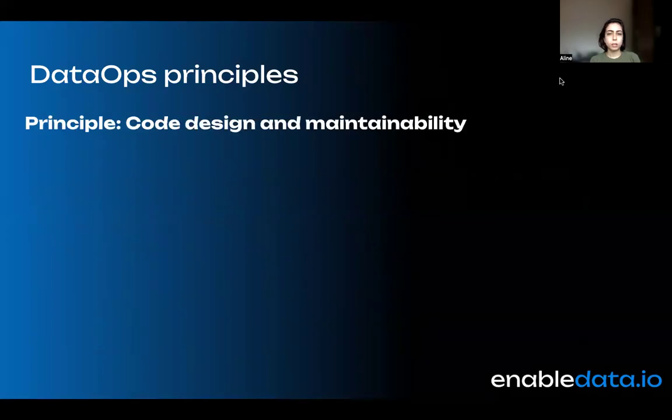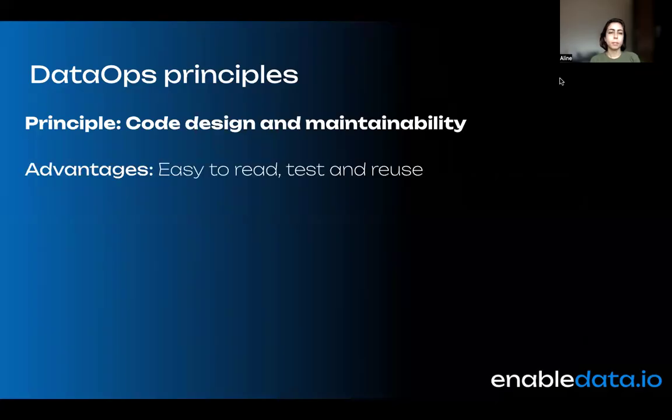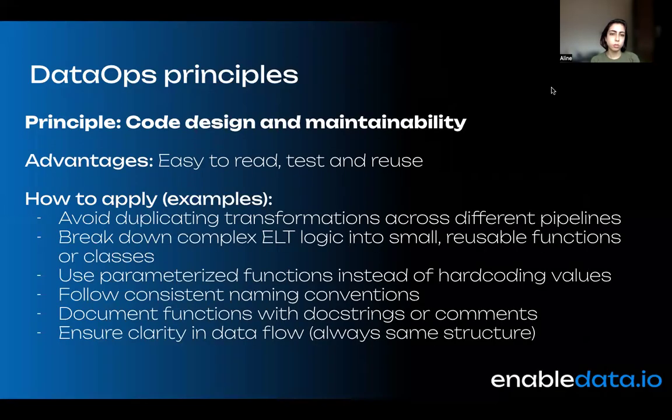Another principle is code design and maintainability. Basically, your code should be easy to read, test, and reuse. And these are some ways to apply that. For example, you can avoid duplicating the transformations across different pipelines. If you have a transformation in the same piece of code in multiple pipelines, you should have a package or something that you import into your file, and then you can just use that.